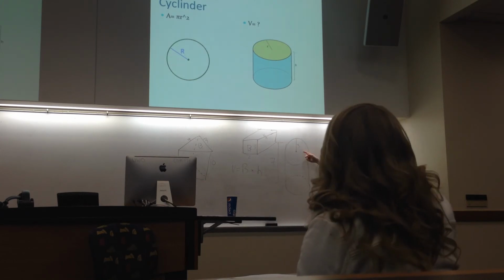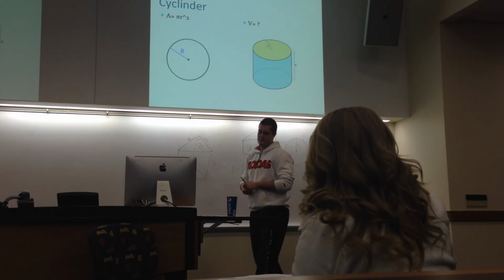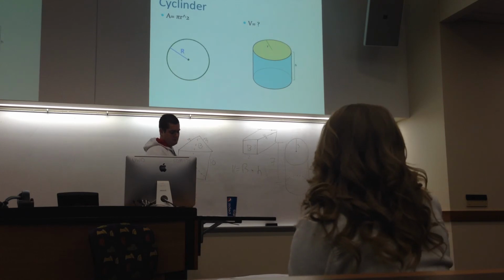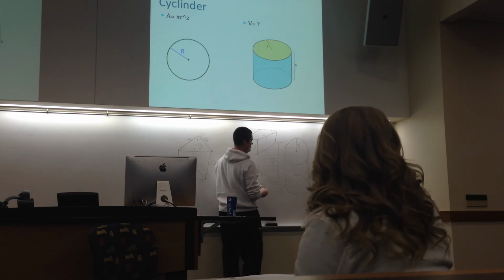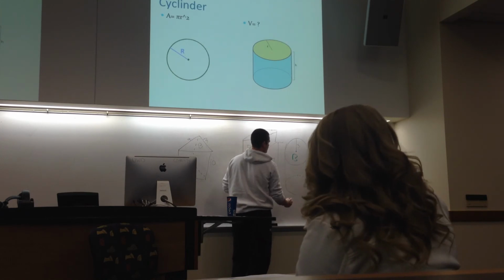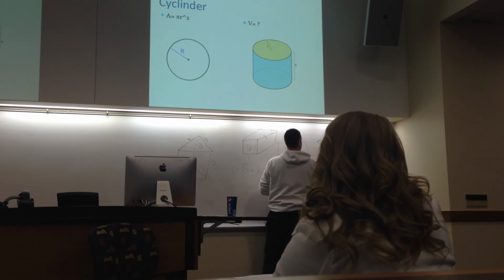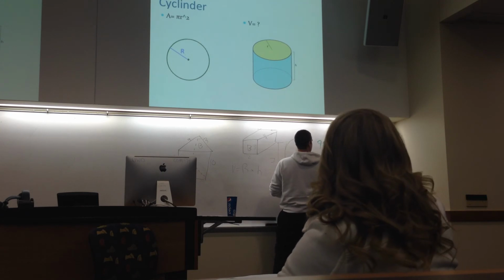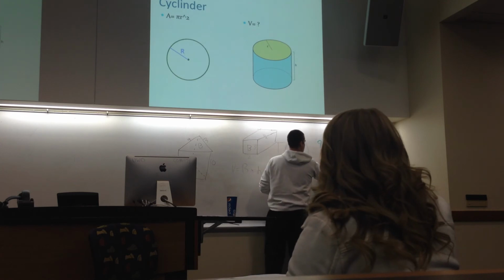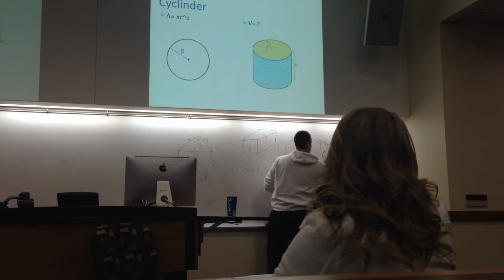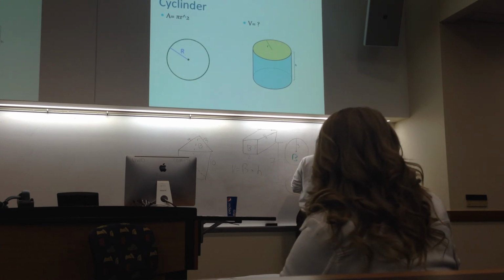So if you have a radius of 3 and a height of 7, how would you go about finding the volume of this object? So first I would find the area of the base, or the circle, which is 3 squared times pi, or 9 pi. And then I would multiply it by the height of 7, which is equivalent to 63 pi units cubed. That's right, good job.